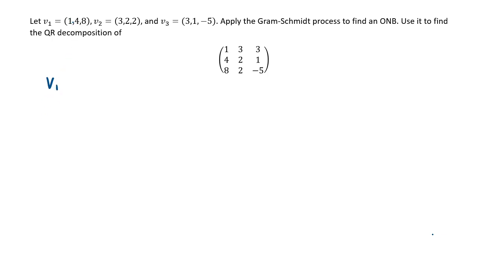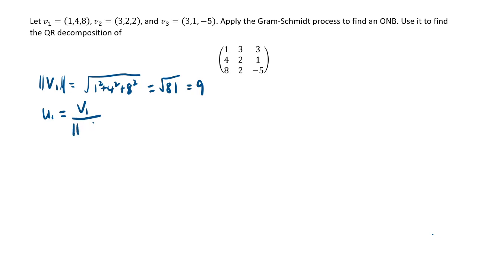V1 is obviously not a unit vector, so let's calculate the norm of it, which is the square root of 1 squared plus 4 squared plus 8 squared, which is 1 plus 16 plus 64, which is 81. So you get the square root of 81, which is 9. And therefore, U1 is the normalization of V1, meaning that you divide it by its size, and that's (1, 4, 8) divided by 9.